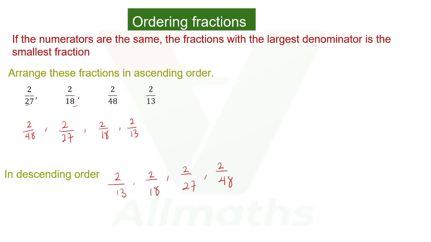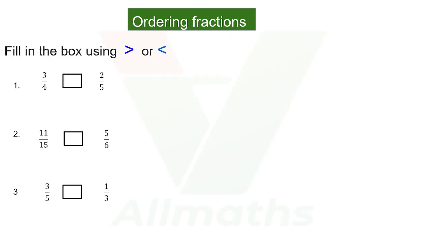Now, I've taught you how to order when the denominators are the same and when the numerators are the same. What happens when none of them is the same? So let's go on to the third rule. For this example, neither the denominators nor the numerators are the same. So which is greater or which is less? Fill in the box using greater than or less than. So how do you do this?